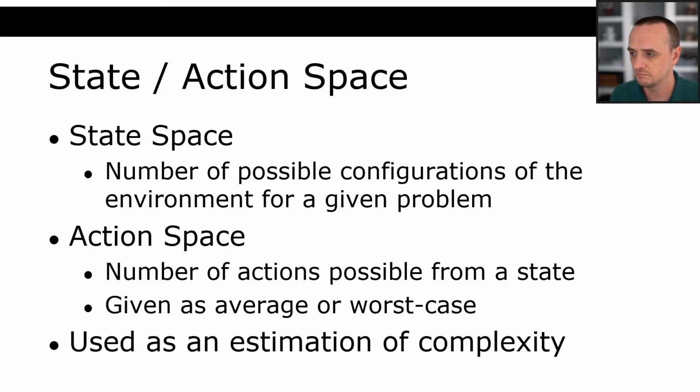The action space is the number of actions possible from a given state. This is usually given either as an average case or a worst case. For example, in the game of chess, you have on average approximately 50 different possible moves that you could make at any given time. If you are behind the wheel of a car, let's say you're driving an automatic, your decisions are: how much do I press or release the gas? How much do I press or release the brake? And what is the angle of turning that I'm going to apply?